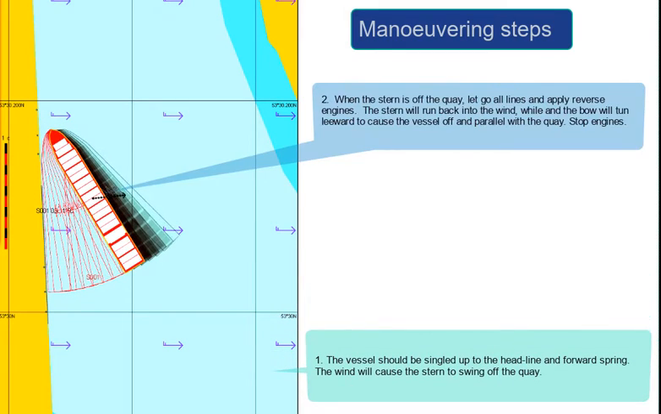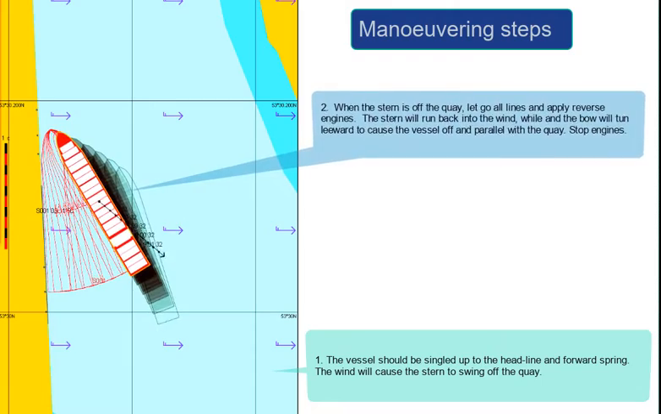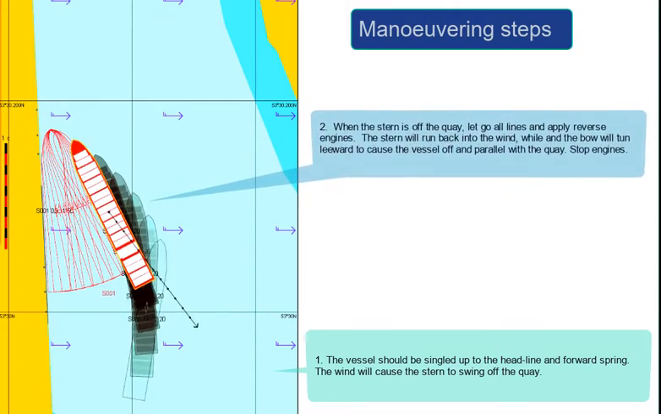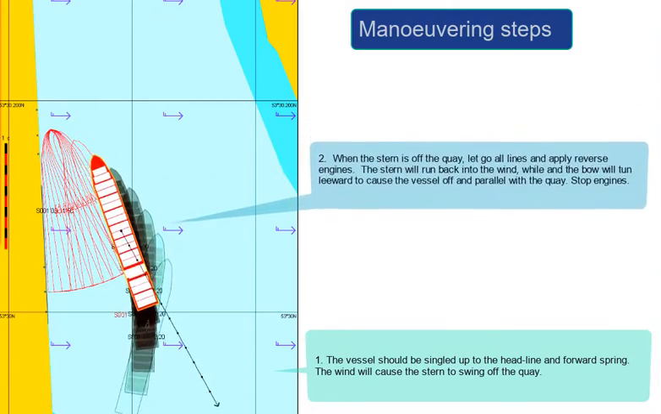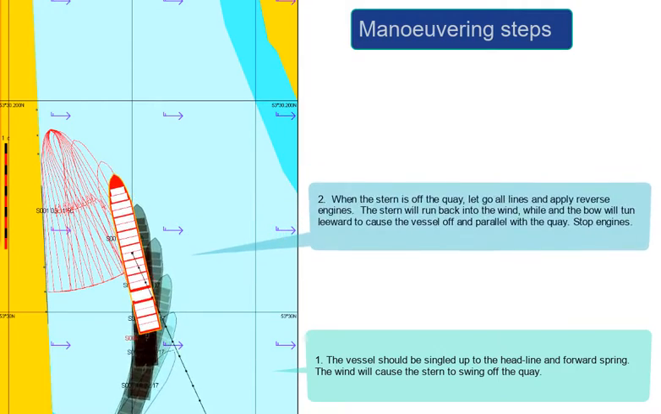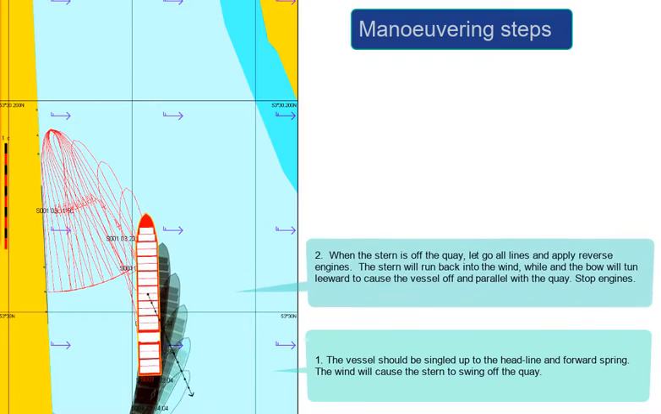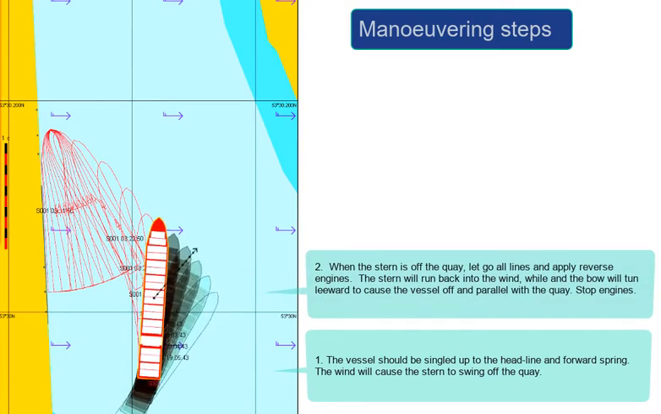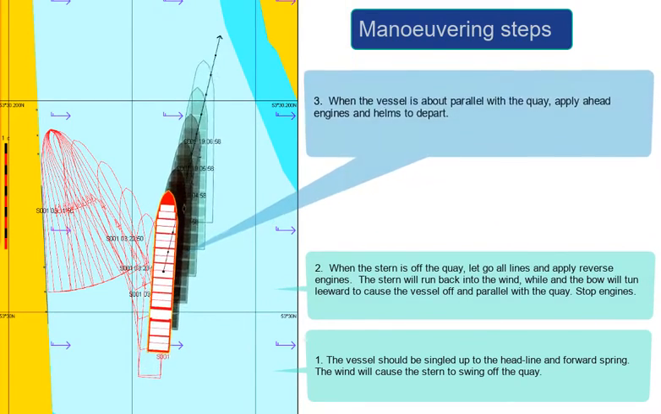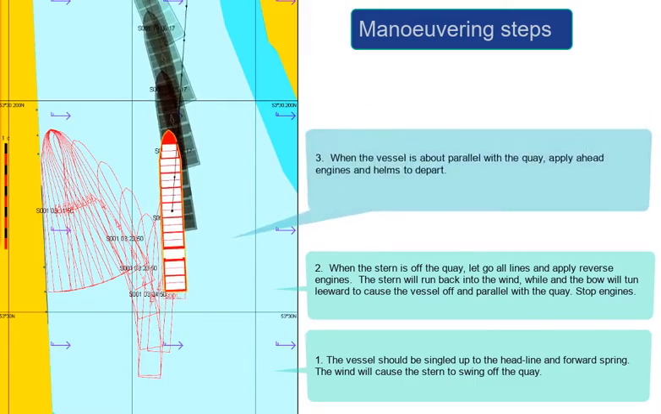Step 2, when the stern is off the quay, let go of all lines, and apply reverse engines. The stern will run back into the wind, while the bow will turn leeward to cause the vessel off, and parallel with the quay. Step 3, when the vessel is about parallel with the quay, apply ahead engines, and helms to depart.